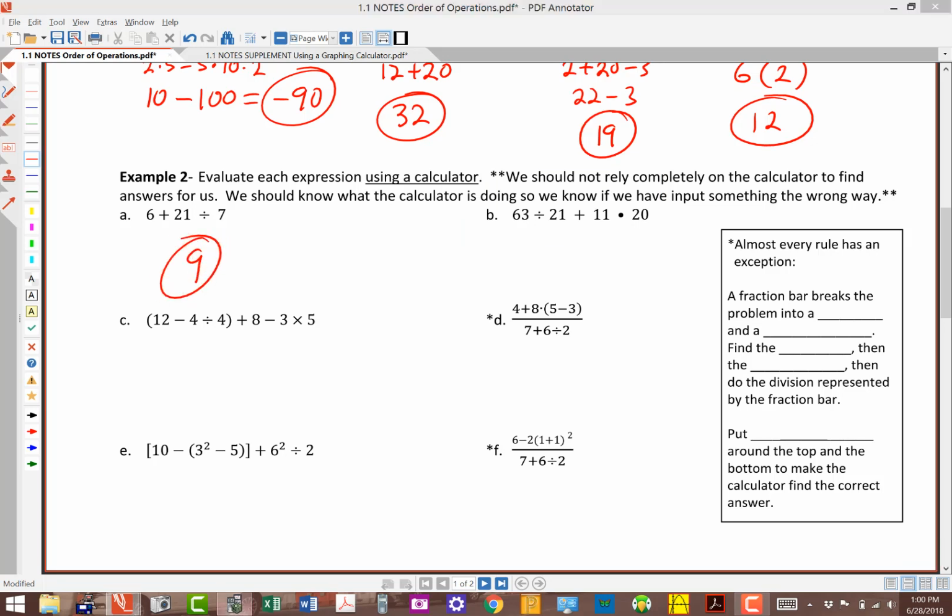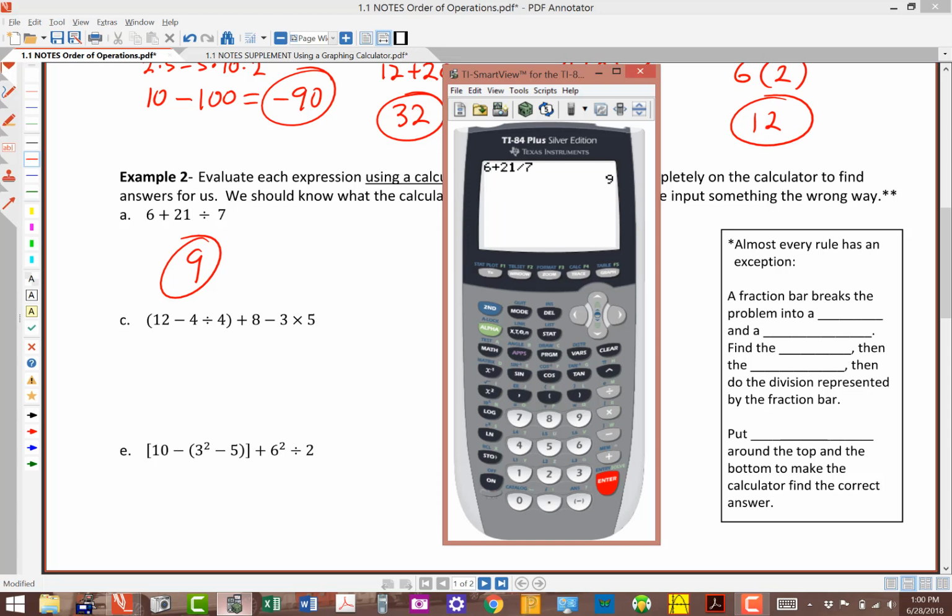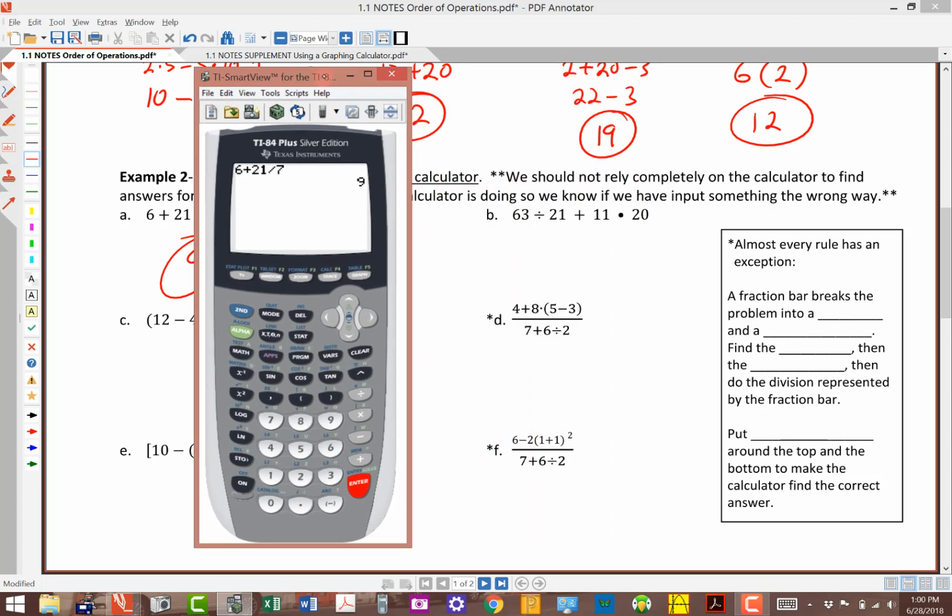And the thing I want you to notice about that particular one is that probably would have been faster if we had just done it in our heads. The 21 divided by 7 is 3. 6 plus 3 is 9. That's way faster than taking this and typing it into our calculators. So we're going to take a look at the next one.